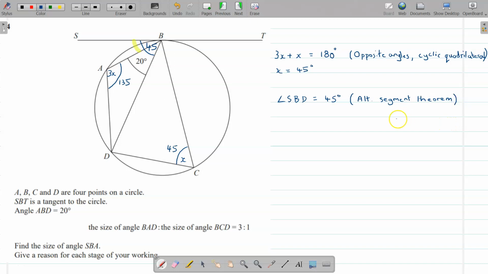Therefore I can now say that the angle I need in yellow, because I've marked everything clearly on the diagram, is angle SBA, which is simply 45 minus the 20 that's already there, which is equal to 25 degrees. And that's it. Next question.